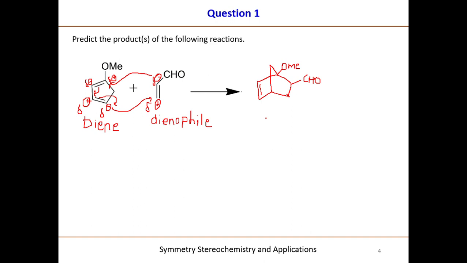Okay, did all of you understand? The endo product will be the major product. So this is the front side. This hydrogen will be present here also. This is the front side, and this will be below the plane. So this will give the major product, the endo product, because of secondary orbital interaction.